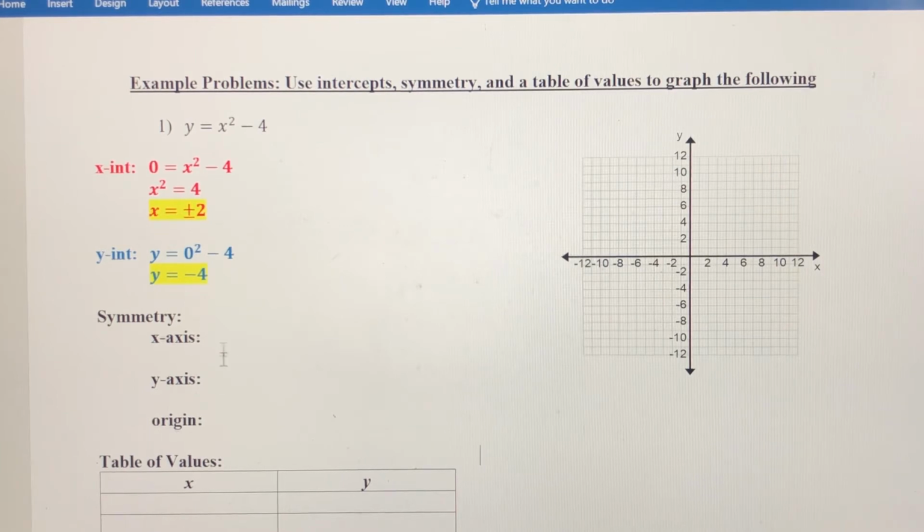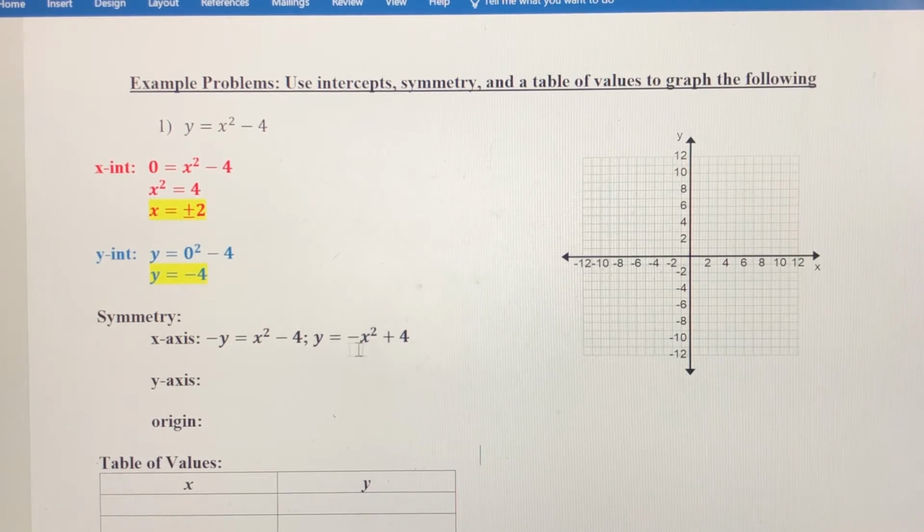We want to check the different symmetries, which we just went over. With x-axis symmetry, we replace y with negative y and see if we end up with the same equation. If I solve for y here, I multiply everything by negative 1, and that gives me y equals negative x squared plus 4. Notice that this equation is different than the given equation, so we're not going to have x-axis symmetry with this equation.